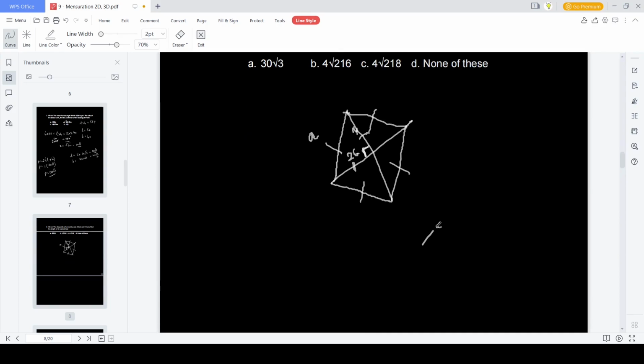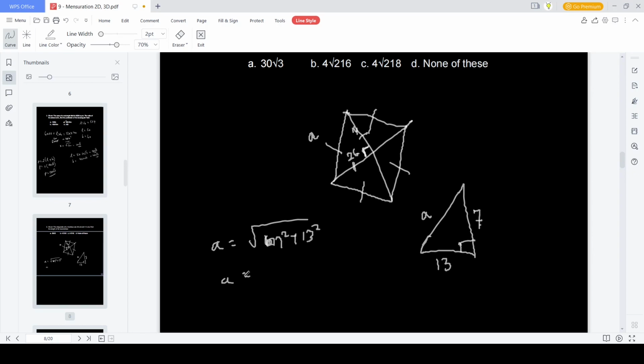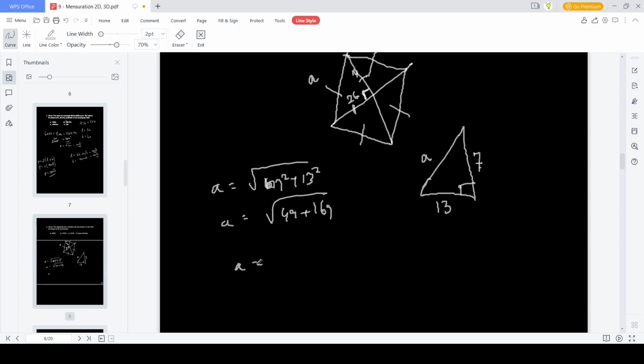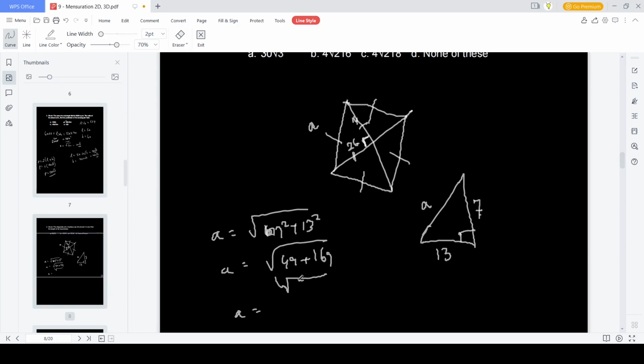So we have this kind of triangle here, where this is bisected, and so is this bisected. So this becomes 14 by 2, that is 7. And then there's one A here. So I can clearly use Pythagoras theorem here. I will get A is equal to root of 7 square plus 13 square. A is equal to root 49 plus 169. A is equal to root of 218.